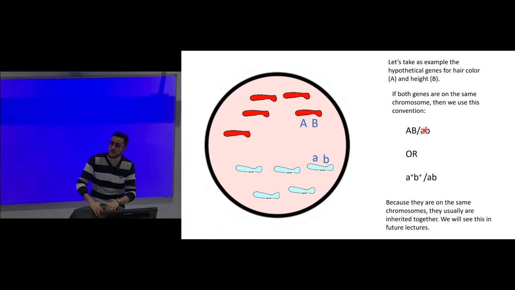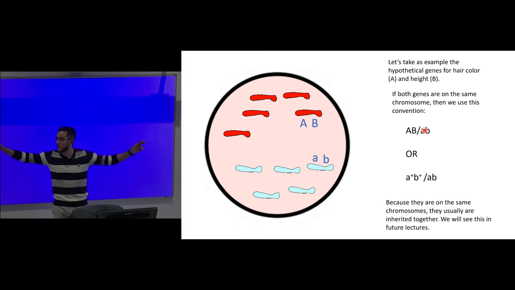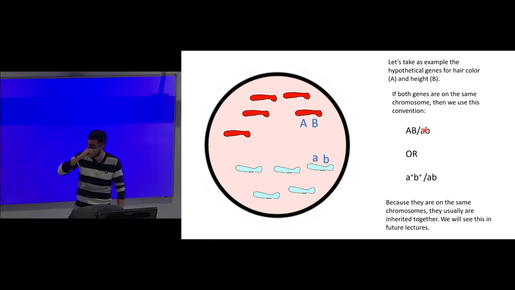If the distance is above 50 units, they could be on the same chromosome, but at the end. And so crossover does not happen. So if they're close together, they go together. If they're far, they don't go together. That's it. Okay?